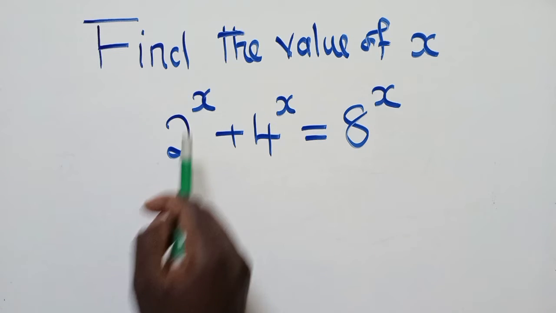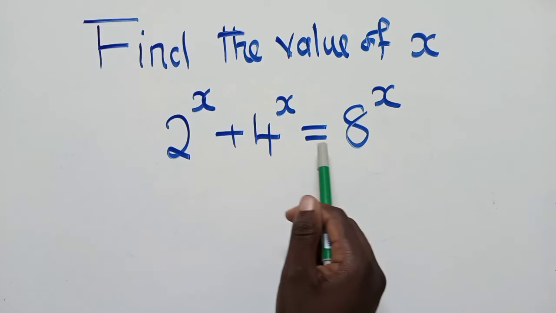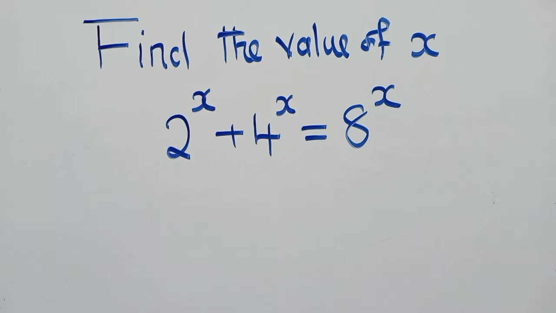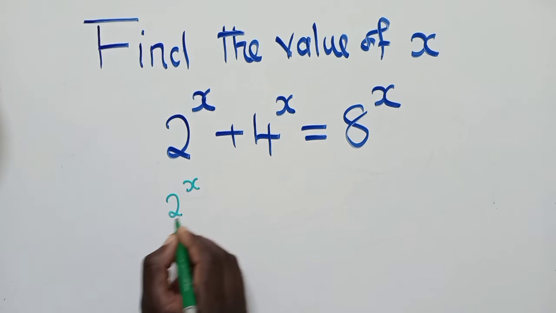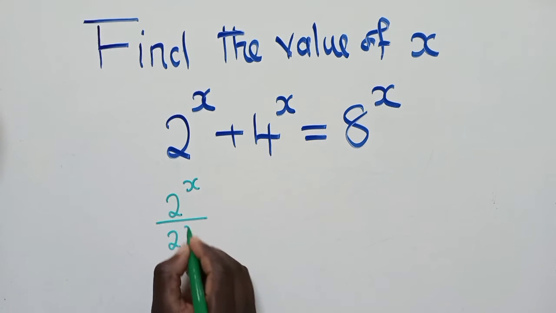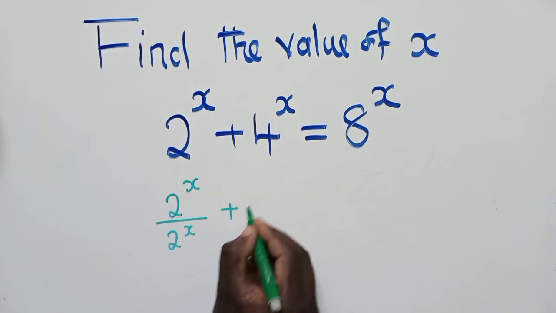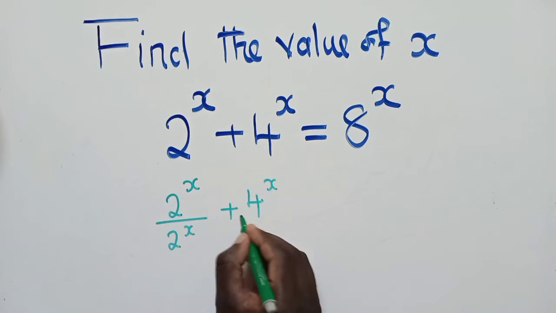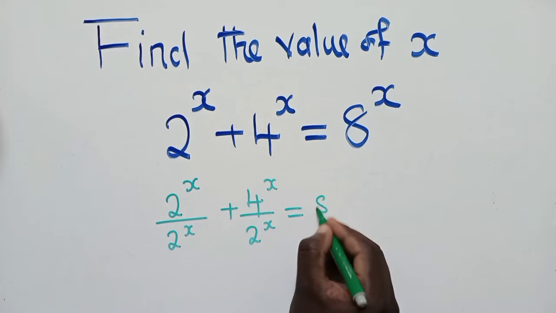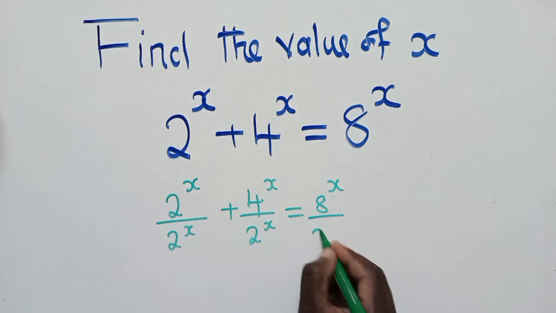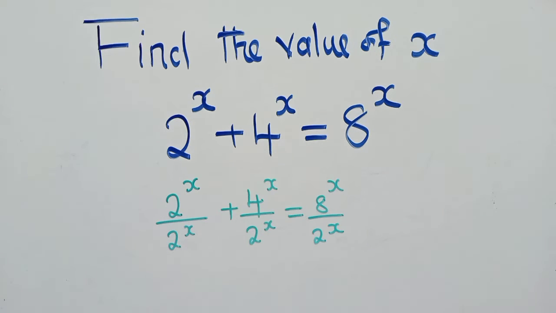All right, so we've got 2^x + 4^x = 8^x. So how do we find the value of x? Very simple. We're going to divide: 2^x over 2^x, plus 4^x over 2^x, is equal to 8^x over 2^x. Maybe your question may be, why have I divided throughout by 2^x?